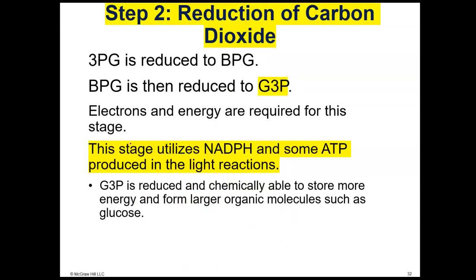Okay, so step 2, the reduction of carbon dioxide. And that is when the molecule that is formed when carbon dioxide attaches to RuBP eventually is converted to G3P. And G3P is the product of the Calvin cycle reactions. G3P can be used to produce glucose or other carbohydrates or even amino acids or even fatty acids. This is the stage, step 2, the reduction of carbon dioxide. This is the stage where NADPH and ATP from the light reactions are used. Okay?